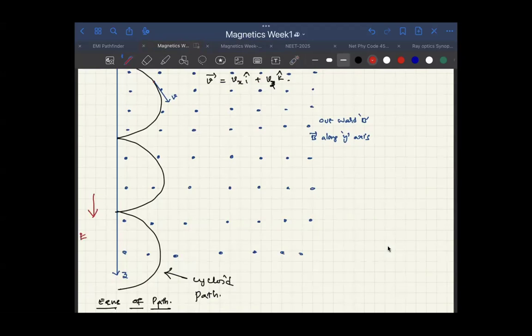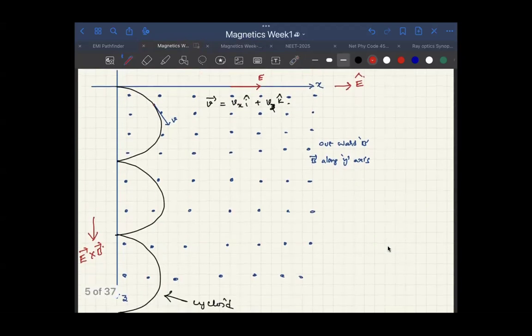This is E bar cross B bar. E bar is in the I cap direction. B bar is, in this case, what is the direction of B bar? Outward, no, no, you are... K cap cross I cap, that is, you are facing the J cap direction. What is I cap cross J cap? K cap.